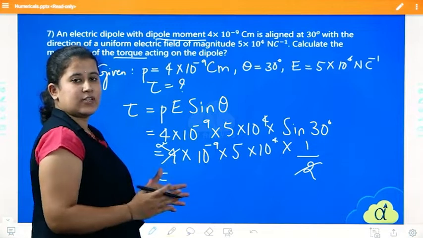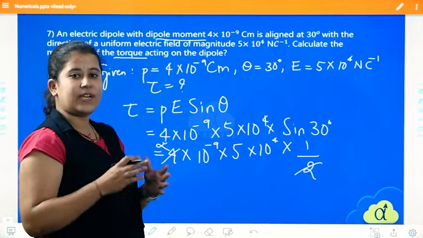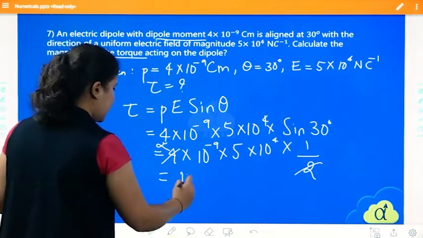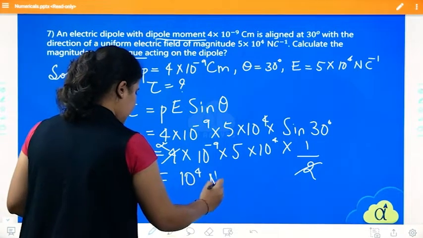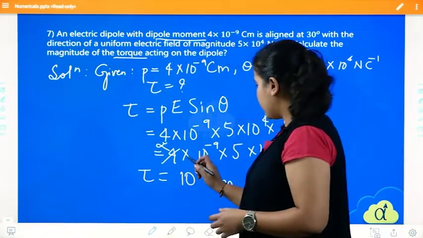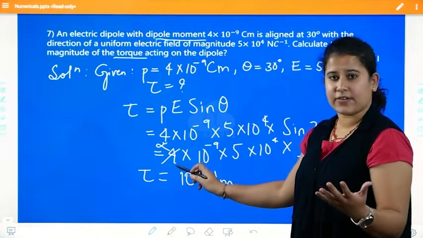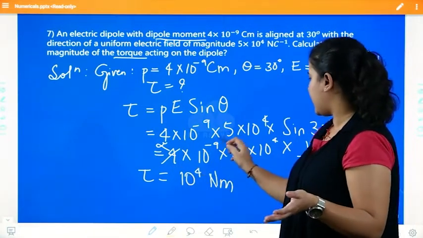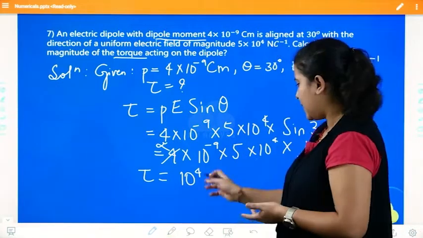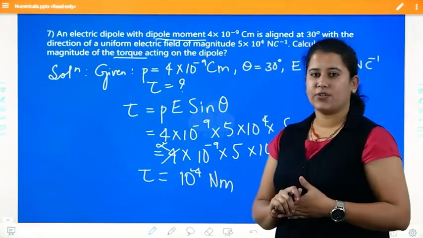10 raised to minus 9 into 10 raised to plus 4 is 10 raised to minus 5. Then 10 raised to minus 5 into 10 raised to 1 is how much? Minus 5 plus 1 is minus 4. So the answer will be 10 raised to minus 4 Newton meter, which is the SI unit of torque. Here 5 twos are 10, which is 10 raised to 1, and minus 9 plus 4 is minus 5, so minus 5 plus 1 is minus 4.